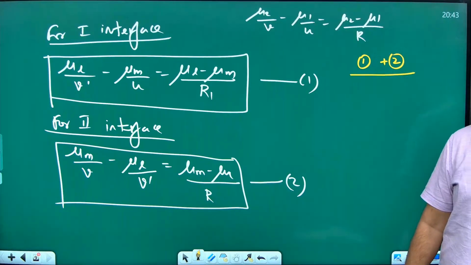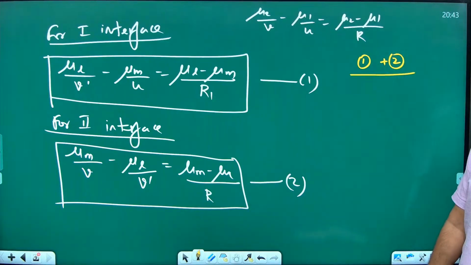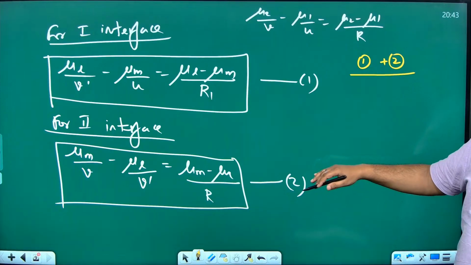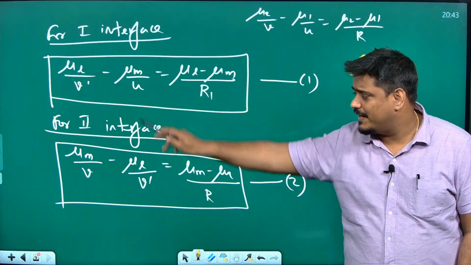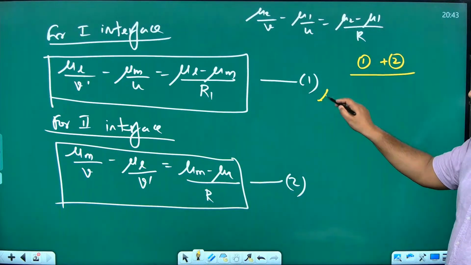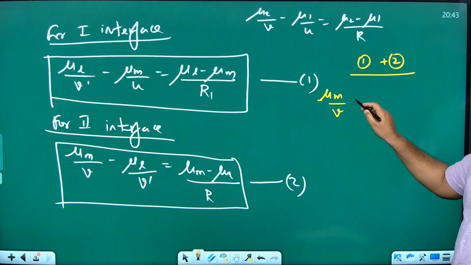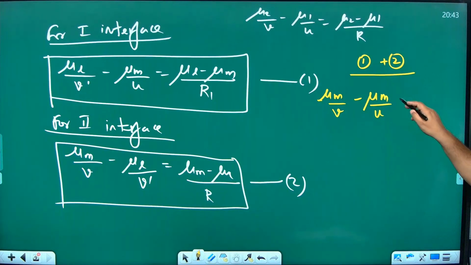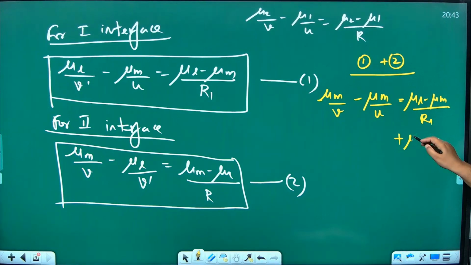I hope you are able to hear me now. Yes, sir. So if I am adding 1 and 2, then you see mu L by v dash and mu L by v dash will get cancelled. I am going to get mu m by v minus mu m by u is equal to mu L minus mu m by r1 plus mu m minus mu L by R2. Do you agree?